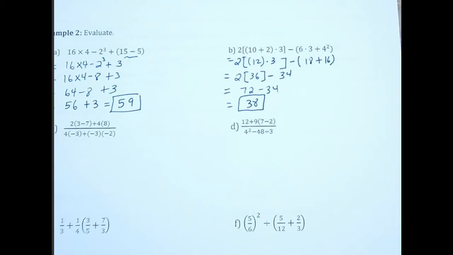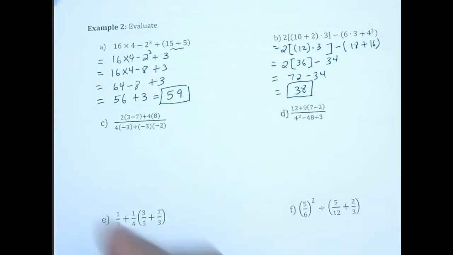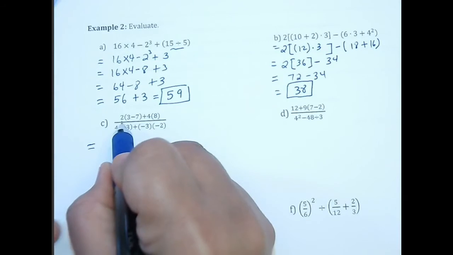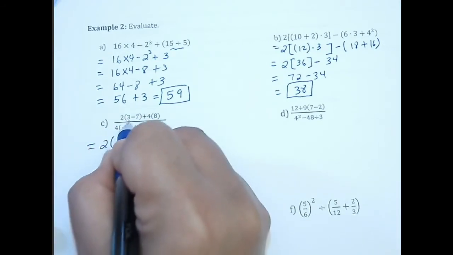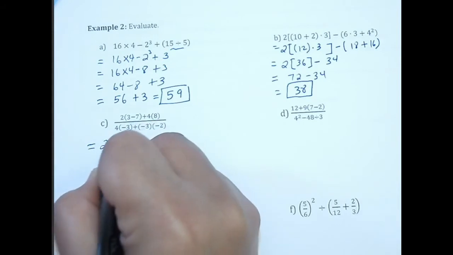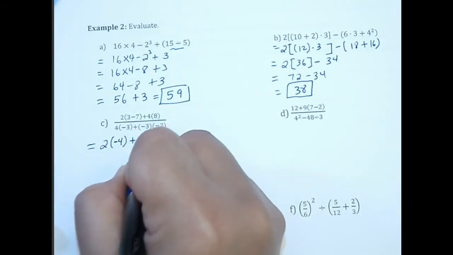So let's go ahead and do letter C. Okay, so let's work with the numerator first. So we have 2 times 3 minus 7. So 3 minus 7 will give us a negative 4. And 4 times 8 is 32.